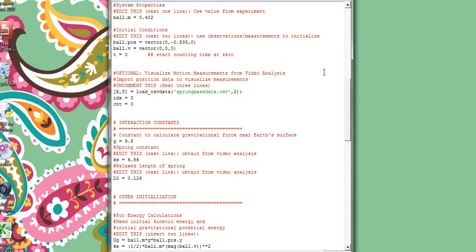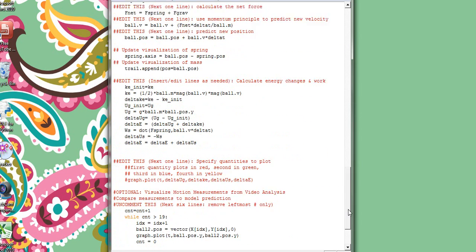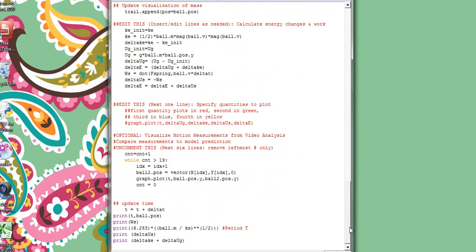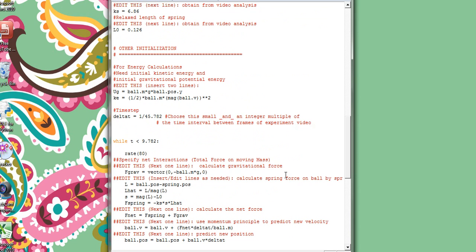So I set all my conditions with the initial position here, as well as putting in the CSV file and changing the relaxed length, which is 0.126 L0. Then I changed the time step and how long the time is and everything in the rate so it would all be relevant.